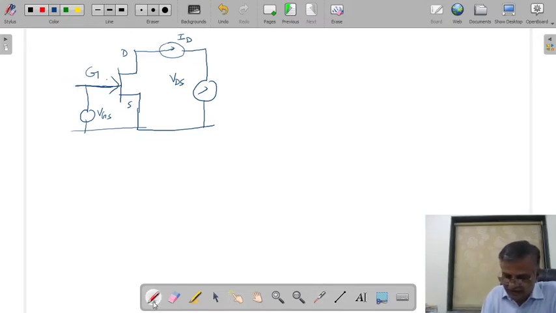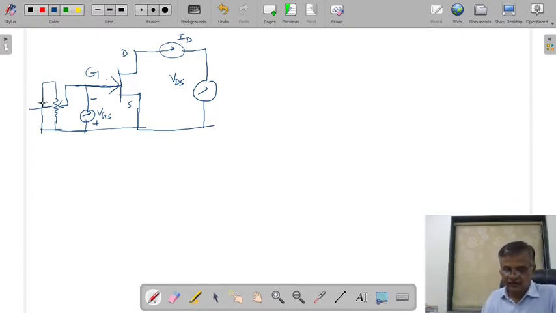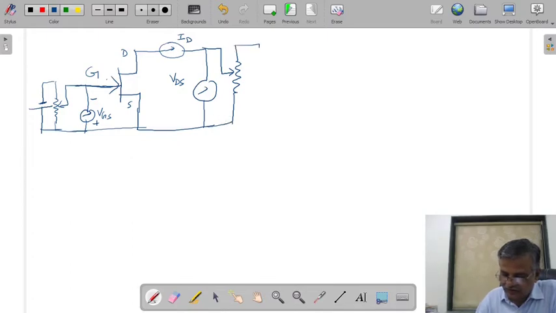Now here negative, I am connecting plus, because we know that the FET is always operated in reverse bias. So this is your negative voltage. Remember, with the help of a potentiometer you can change this voltage. Here I am again connecting a potentiometer circuit to vary the VDS voltage.